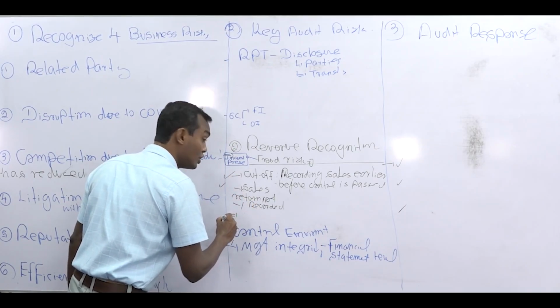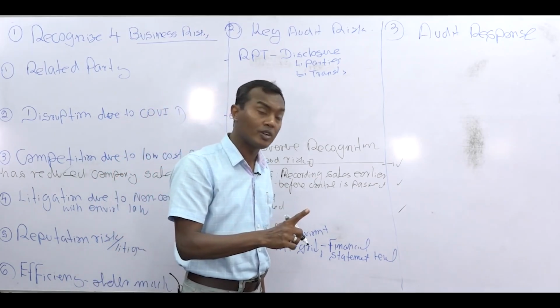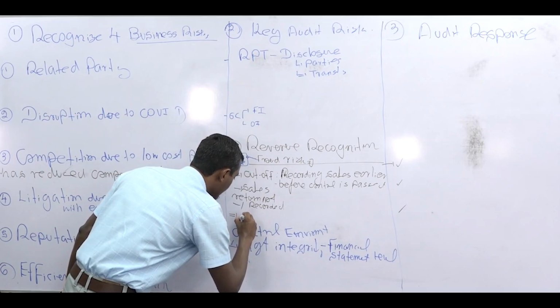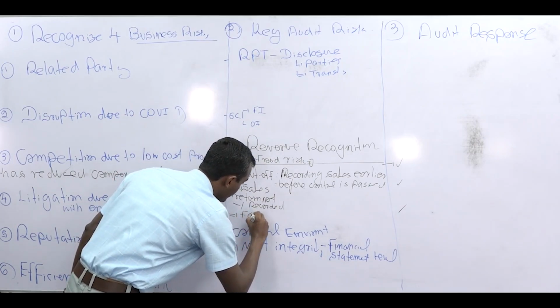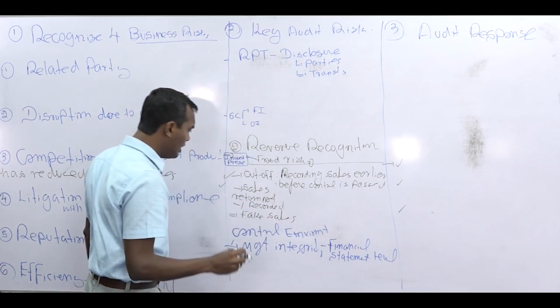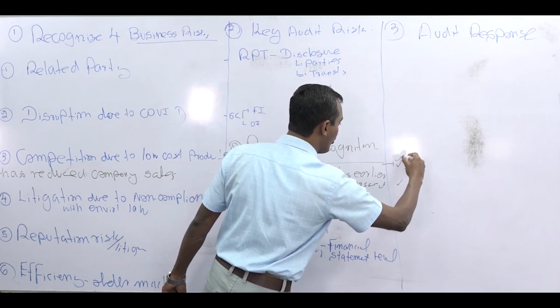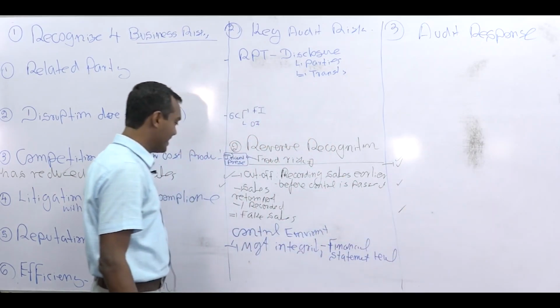Now another assertion is occurrence. Occurrence means only genuine transactions you can record. Now here, fake, dummy sales, fake sales. You will wonder why I write this bullet point, because that tells me to write 4 audit procedures. I have to write only 3.